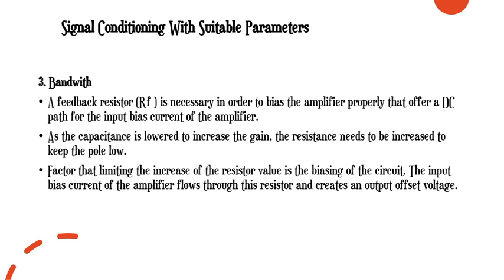So the third suitable parameter for signal conditioning is bandwidth. A feedback resistor is necessary in order to bias the amplifier properly. They offer a DC path for the input bias current of the amplifier. As the capacitance is lowered to increase the gain, the resistor needs to be increased to keep the power low. The factor limiting the increase of the resistor value is the biasing of the circuit. The input bias current of the amplifier flows through this resistor and creates an output offset voltage.